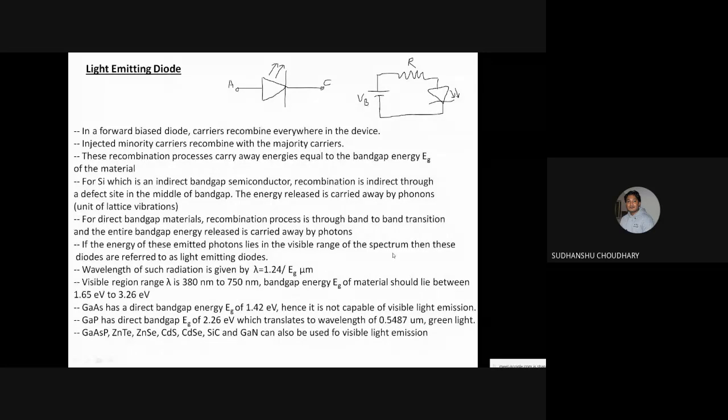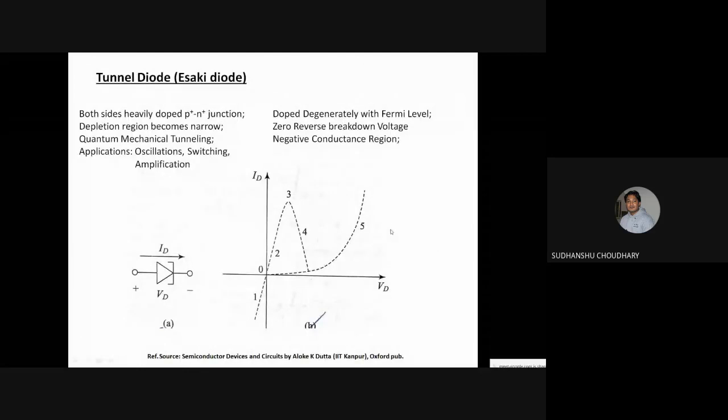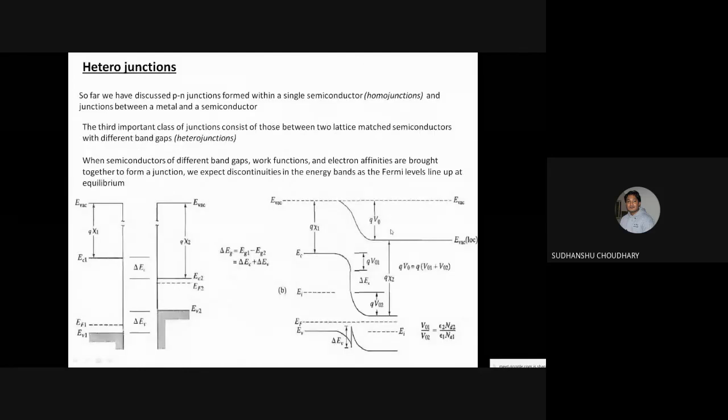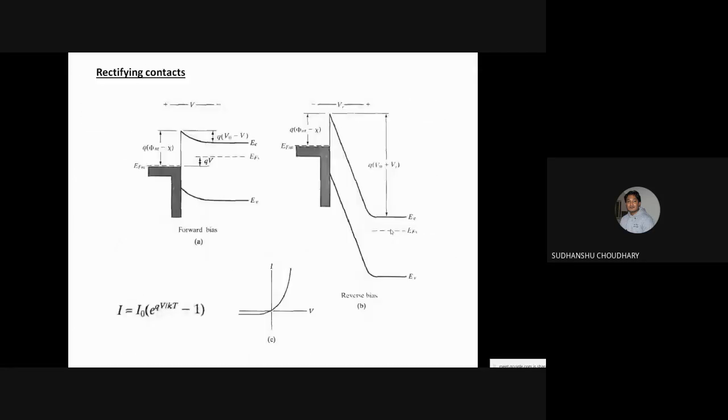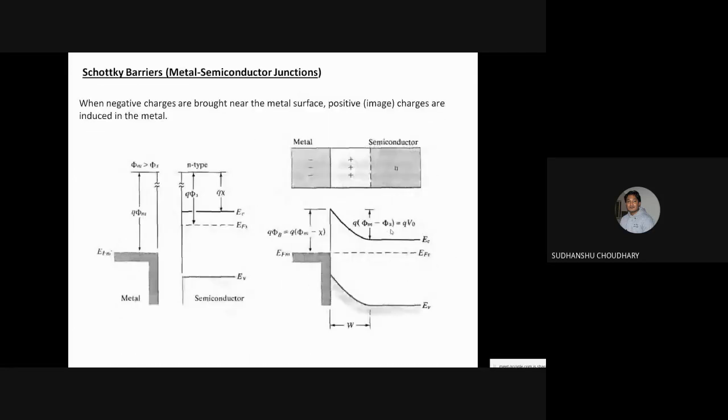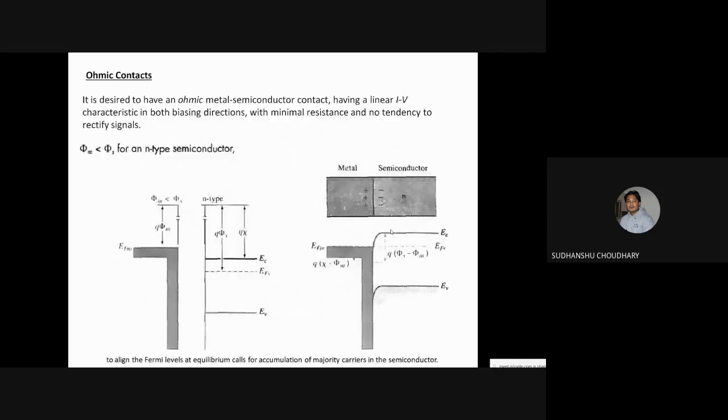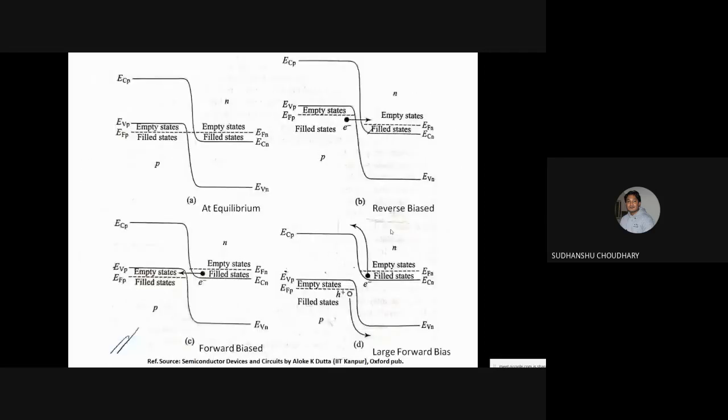So in the last lecture, we had studied the tunnel diode. We had also discussed heterojunctions, and then ohmic contacts and Schottky contacts, which are rectifying contacts. So this is what we had studied in the previous lecture.